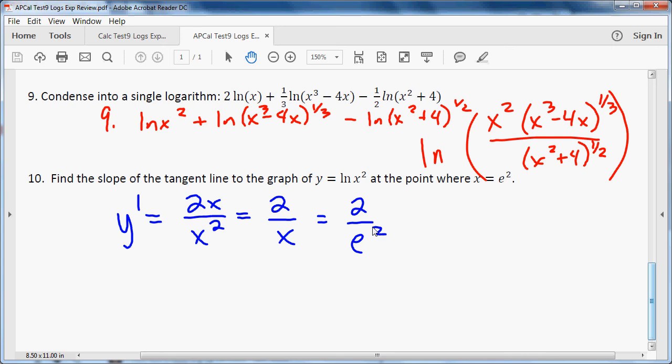So notice, one like this, if it was on the AP test, they might be in a calculator inactive section. And if that's the case, they would expect you to just leave it as 2 over e squared. You wouldn't have to find the decimal. If it's calculator active, they may want you to find the decimal, but it'd be fine to leave the answer as 2 over e squared.